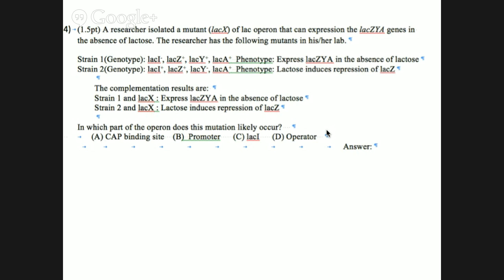So let me put in the second one. If I use strain 1, this one will be minus.